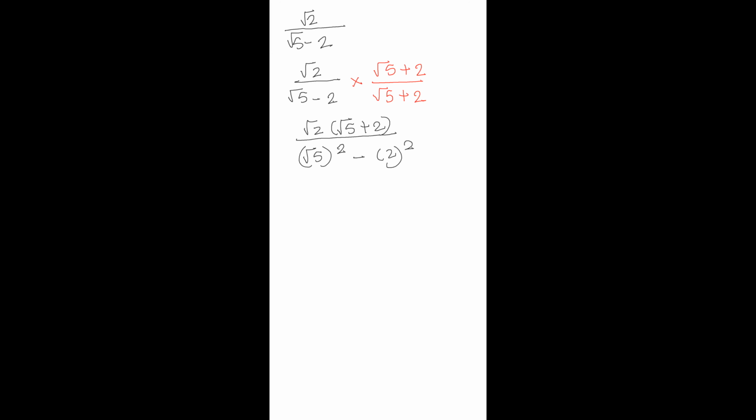Goodness, some of the students are so quick. फटाफट आंसर दे देते हैं हम लोग. So chalo, let us open the brackets in the numerator. Root 2 multiplied by root 5 is root 10. Root 2 multiplied by 2 is 2 root 2. The whole upon root 5 square is 5 and 2 square is 4. So we get root 10 plus 2 root 2 the whole upon 1. And see, we got a rational denominator. So what have we done? We have rationalized the denominator.